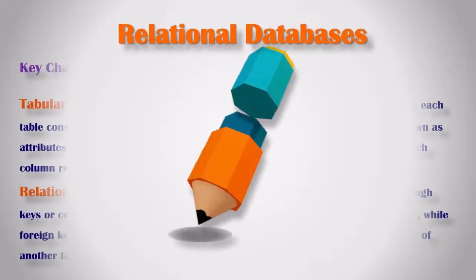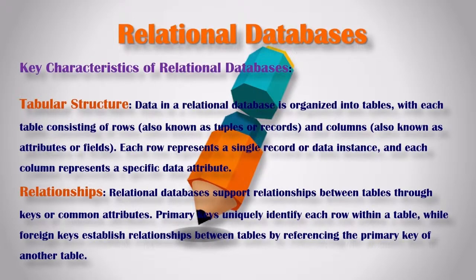Key characteristics of relational databases: tabular structure. Data in a relational database is organized into tables, with each table consisting of rows, also known as tuples or records, and columns, also known as attributes or fields. Each row represents a single record or data instance, and each column represents a specific data attribute.